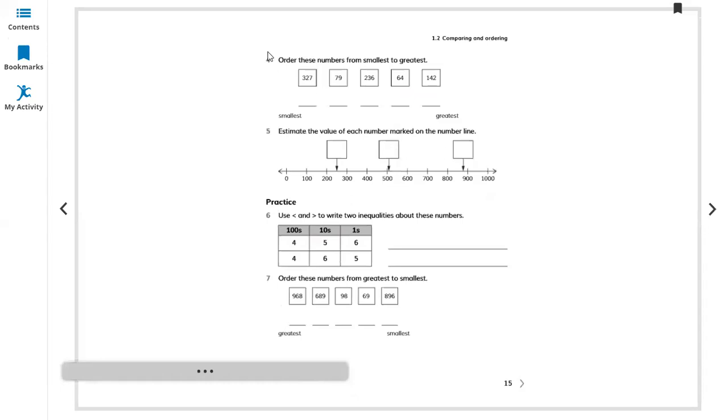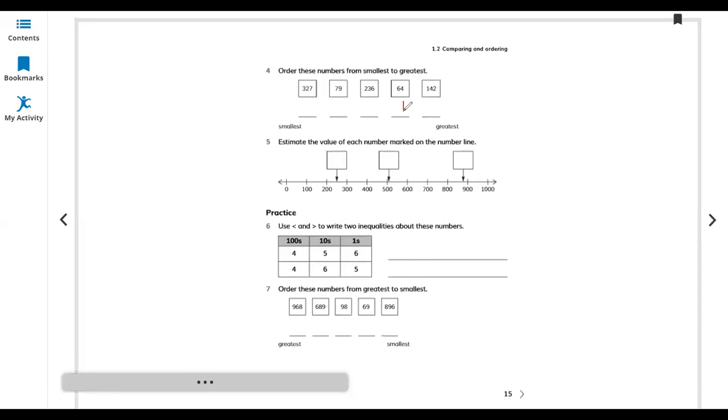To order these numbers from the smallest, I'm just writing 1, 2, 3. Okay, this is 327, 79, 64. This is the first smallest number from smallest to the largest. So 64 is the first one.